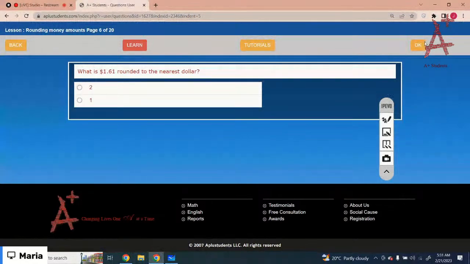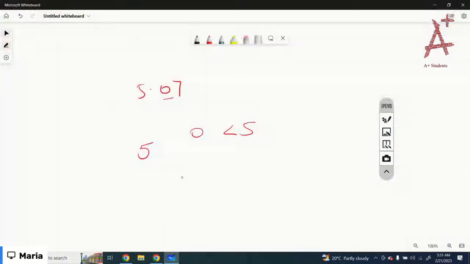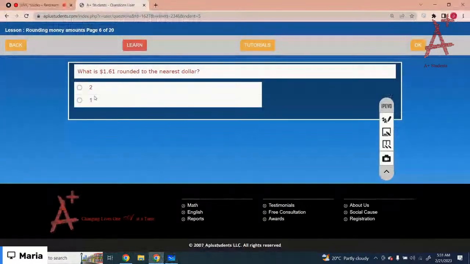Okay, the next one is what is 1.61 rounded to the nearest dollar? The digit right after the decimal is 6, and 6 is greater than 5, isn't it? Yes, 6 is greater than 5. That means you have to round up. Round up means you have to add 1 to the whole number. So 1 plus 1 is 2. That means 1.61 is rounded off to 2. Got it?